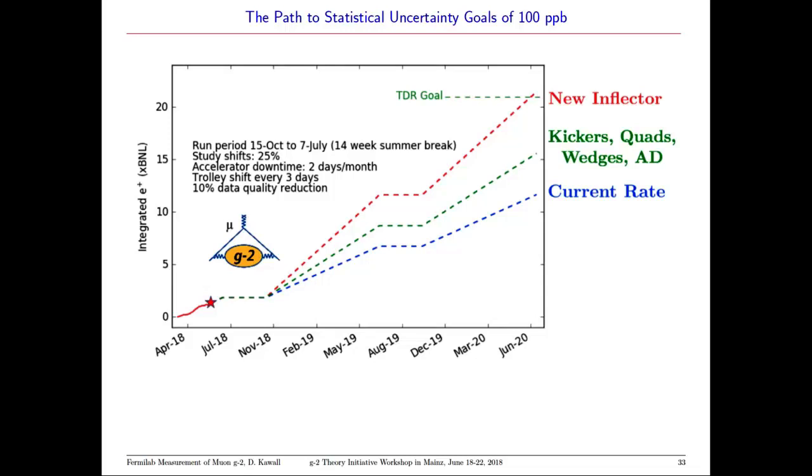If my experimental colleagues can't do better than the current rate, we would end only here, but it's not a suppressed zero. It starts at zero, so it's not too bad. Better kickers, better quads, better everything else. They shut down at the moment, building things in, and a new inflector, and this is the way to the TDR goal.